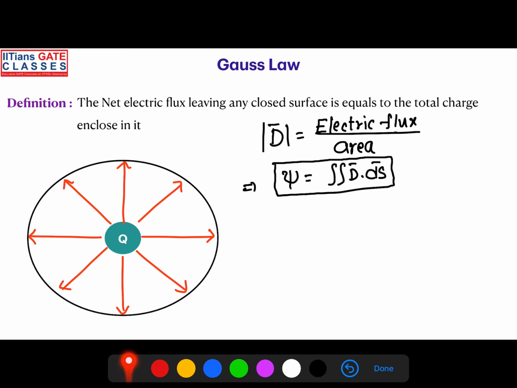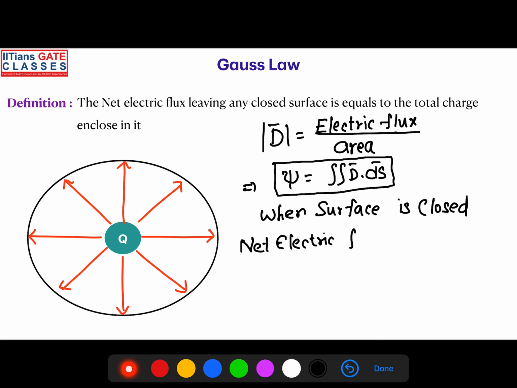Now in this case, what happened? The surface is closed, isn't it? When the surface is closed, how much flux is captured by this surface? Mathematically, when the surface is closed, the net electric flux I can define as the same double integral of D dot dS. Now this time the surface is closed. This magnitude is equal to how much?